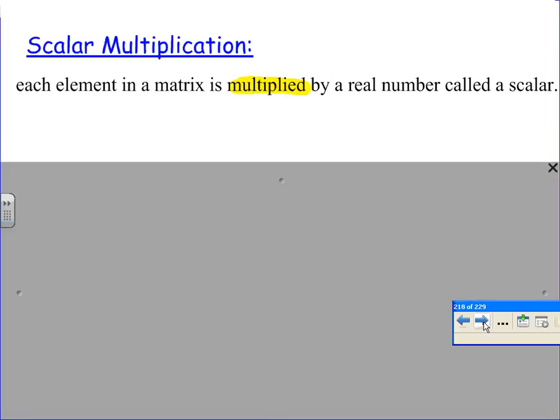Okay. Scalar multiplication. So what is this? Why are we talking about multiplication with a matrix? Scalar multiplication is when each element, which means each number in a matrix, is multiplied by a real number called a scalar.